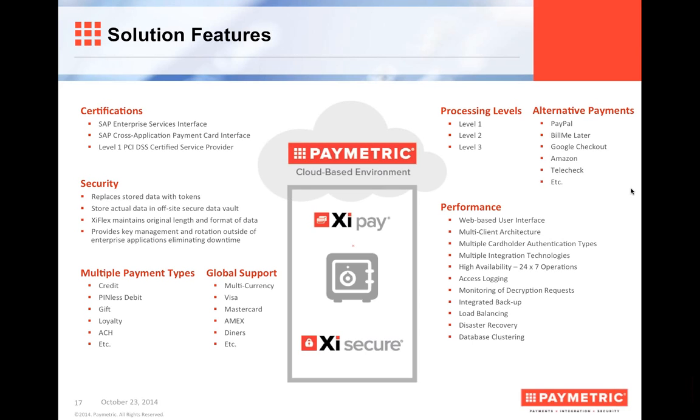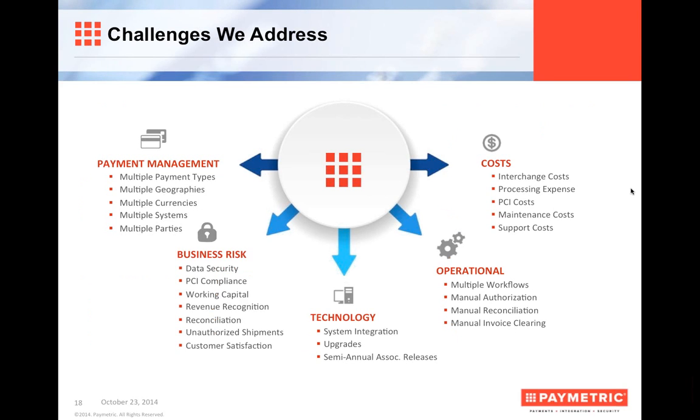We can help you process level 1, level 2, and level 3 consumer or purchase or corporate card transactions, help you with alternative payment types like PayPal and Bill Me Later, and we're focused on the performance of our systems in our data centers. We strive to ensure 100% uptime, and we do ensure that our solutions are available, that we have failover capabilities if need be. We have clustered databases, we have load balanced systems, trying to ensure that when you need to access our services, they're always available to you.